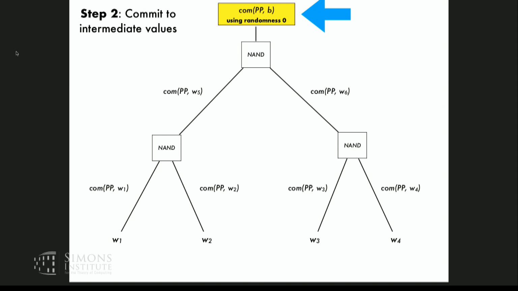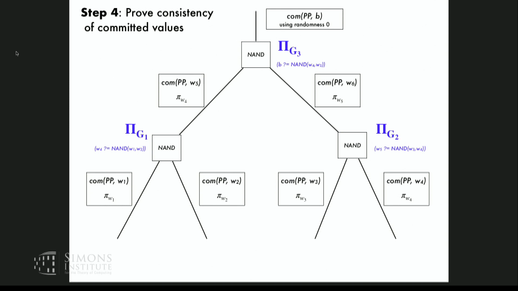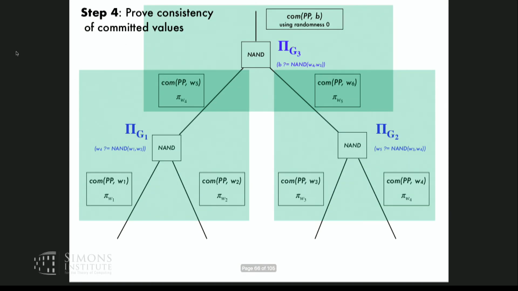So, and moreover, note that the commitment for the final output wire is computed using randomness 0. This is to enable the verifier to check if the output was 0 or 1. Okay. So the next step is to show that these values are indeed 0 or 1. And finally, they show proofs of consistencies. You want to make sure that the values committed here are consistent. That is, W5 is obtained by NAND of W1 and W2, for instance. Okay. So you have 3 consistency proofs.